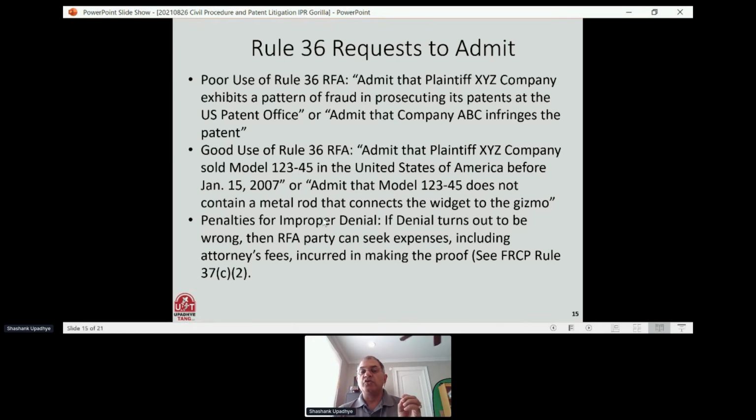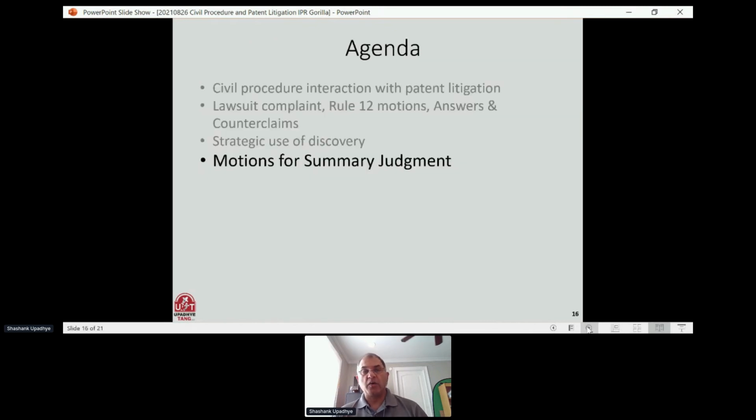So imagine that you're trying to argue patent invalidity based on sale in the United States. You do a request to admit that it was sold before January 15, 2007, and they deny that. Then you ultimately prove it, and it turns out to be the basis of invalidity. You might be able to get all your attorney's fees for the invalidity. Now, it's up to the court to decide, but again, here's a terrific way to use a Rule 36 request to admit in a strategic way.